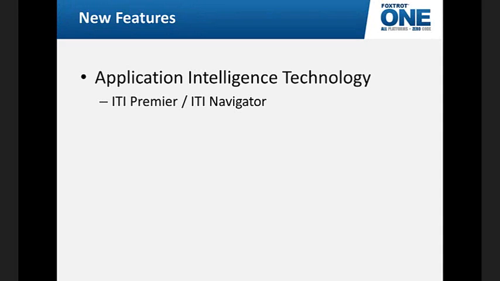Now I want to touch on a few other things that we're excited about in version 8. Foxtrot 1 has a brand new technology that we call Application Intelligence Technology. Now what is this? What is this Foxtrot AI technology that we're sticking in here? Well, it's very simple. We've taught Foxtrot how to deal with specific targets. And the very first one that we've chosen to work with is the ITI Premier and ITI Navigator applications.